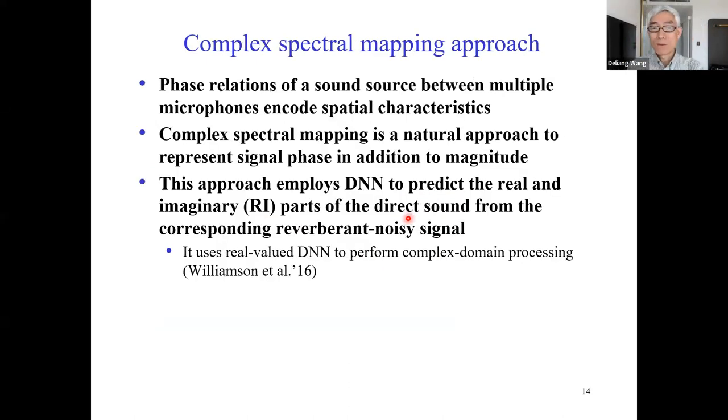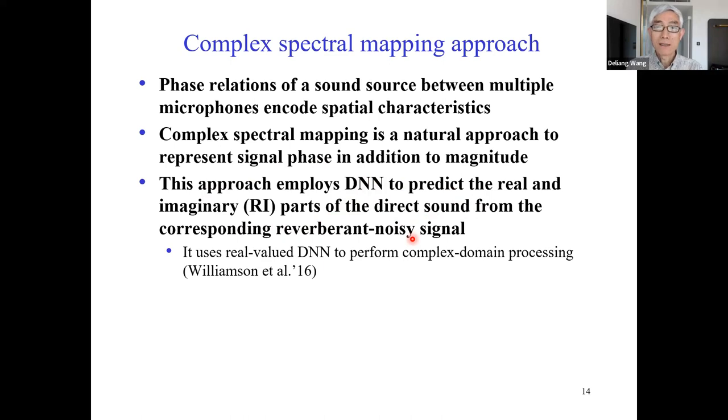So what is the complex spectral mapping approach? This is based on the realization that the phase relations of a sound source between multiple microphones obviously encode spatial characteristics. Phase is extremely important for spatial processing. And we think complex spectral mapping is a natural approach to represent signal phase. In addition to magnitude, we're doing spectral mapping, but in the complex domain. And this boils down to employing a deep neural network to predict the real and imaginary parts of the direct sound from the corresponding noisy and reverberant mixtures.